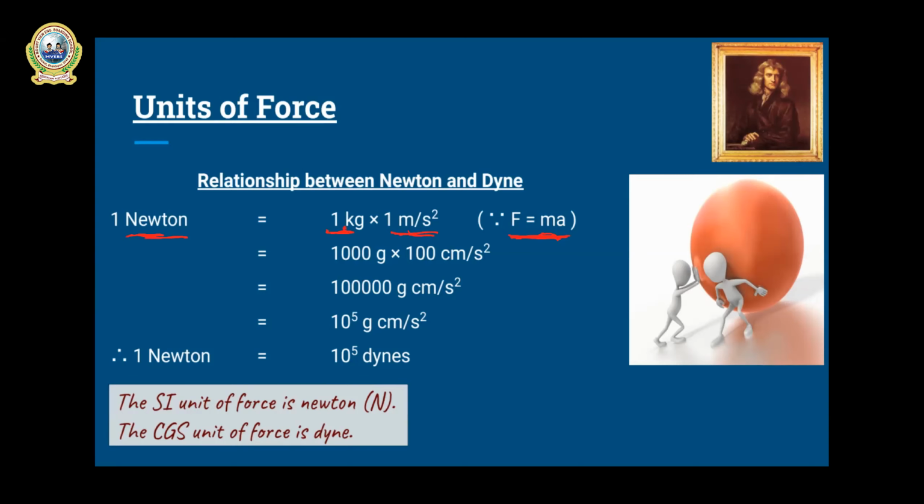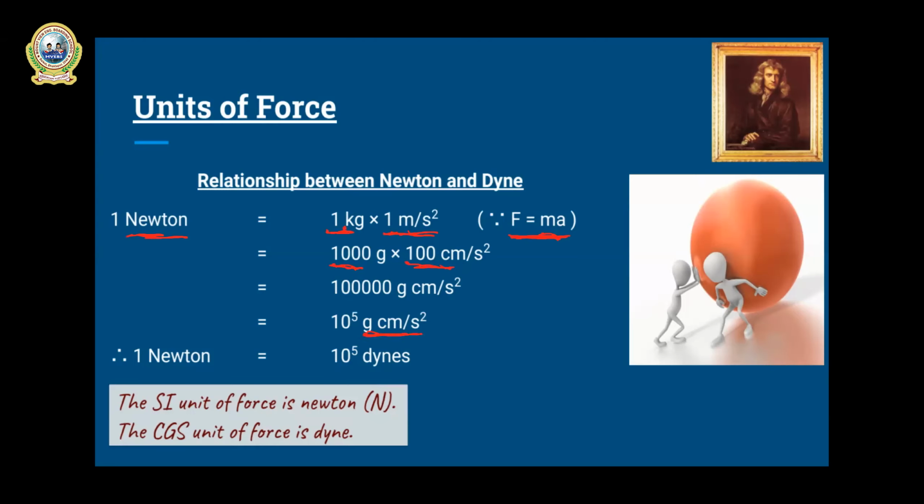When you convert that kg into CGS, it becomes gram, so 1000 gram. Second is the unit of time in both the SI system and the CGS system. But when you convert 1 meter into CGS, it becomes 100 centimeter. Multiplying 1000 into 100 is 1 lakh, which means 10 to the 5. It is gram centimeter per second square, which is dyne in short.